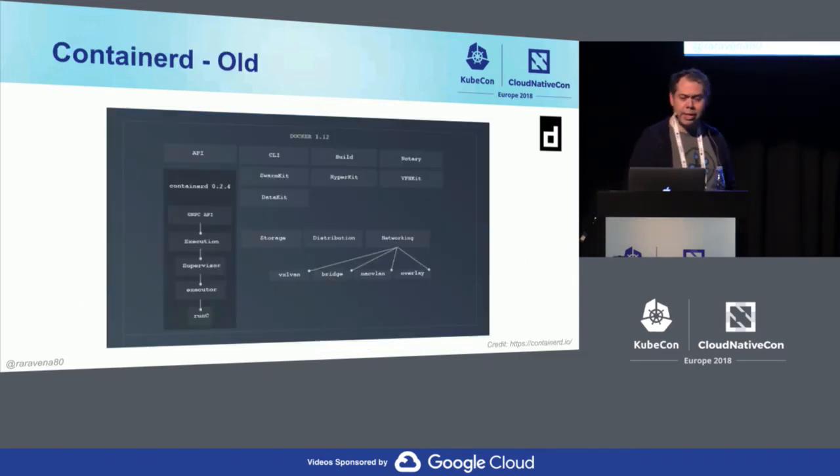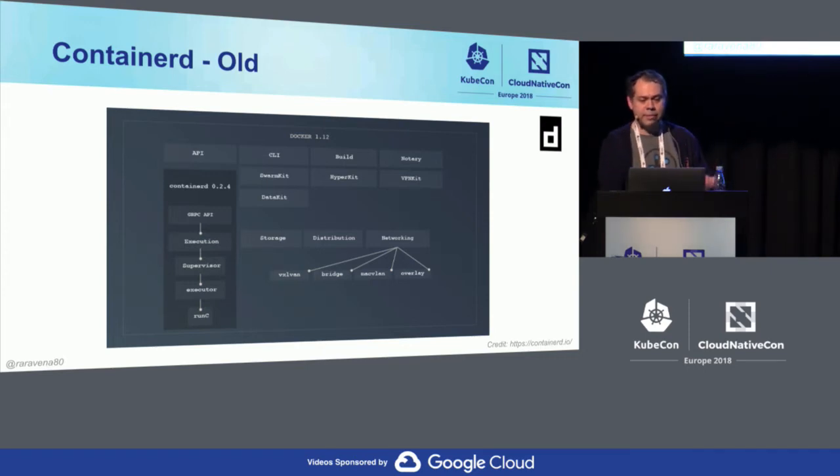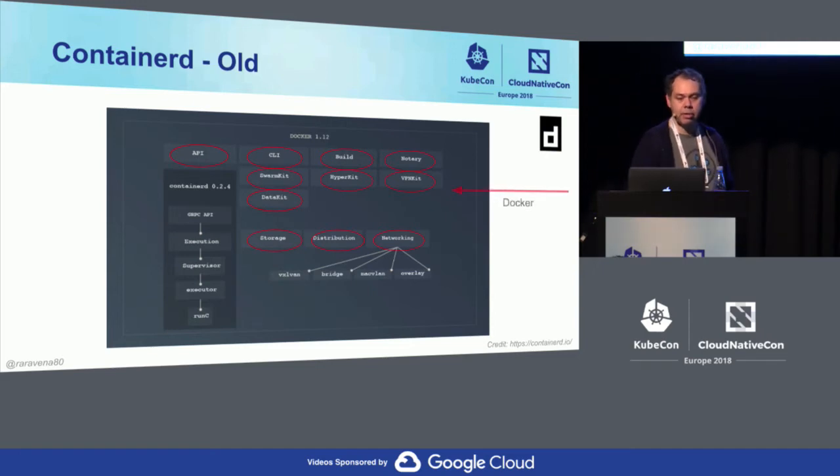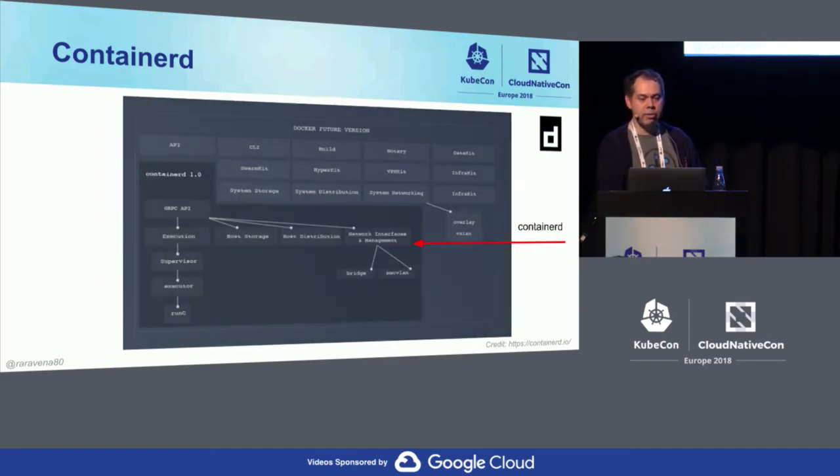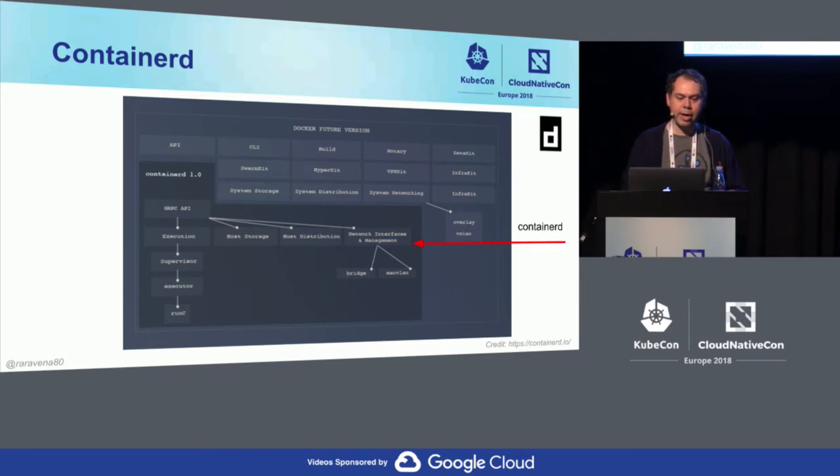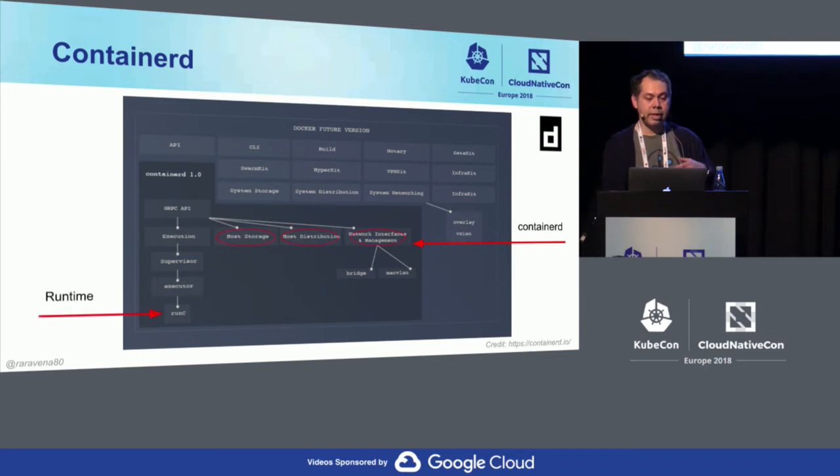So this is what it looks like in the old days. This is from the main Containerd page. You have Docker managing your storage, your imaging, and your networking. And then on the new Containerd 1.x, you have those functions moved into the Containerd daemon, and Containerd still instantiates the containers.